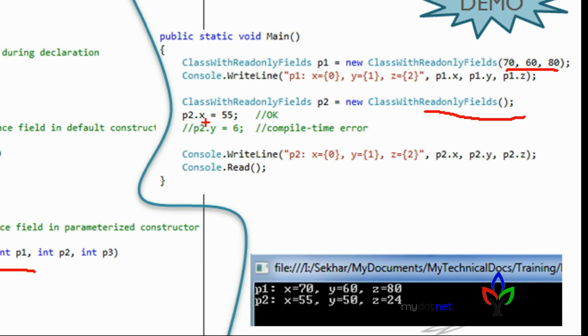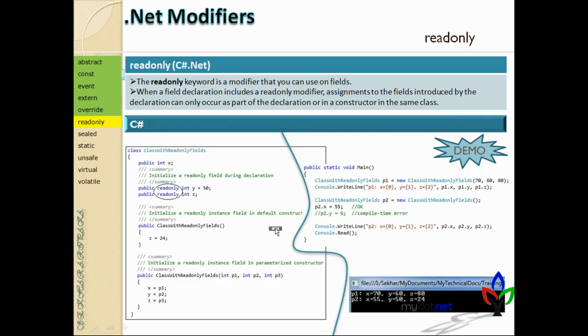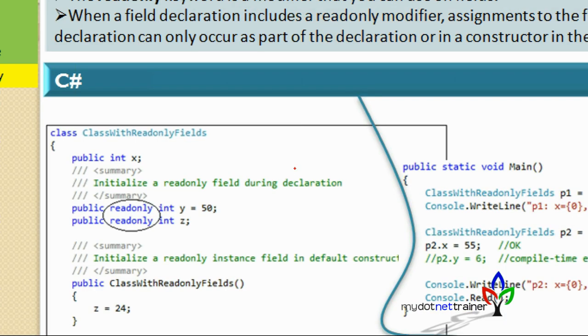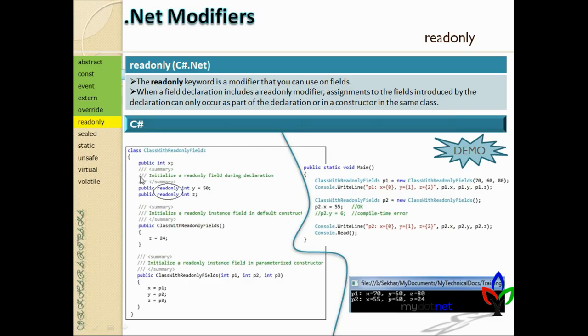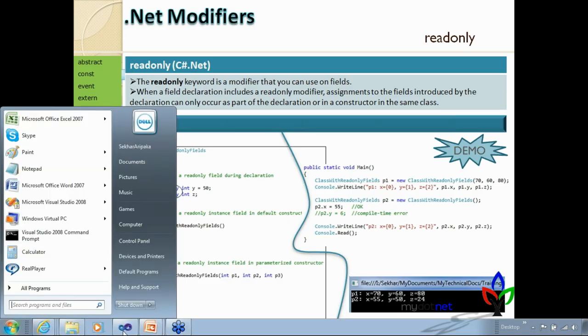Only p2.x: x is not a read-only member. It's a public field, not read-only, so x can be modified. This is okay, whereas if you try to set a read-only field, it's a compile time error. We'll see that quickly. It's going to be short.